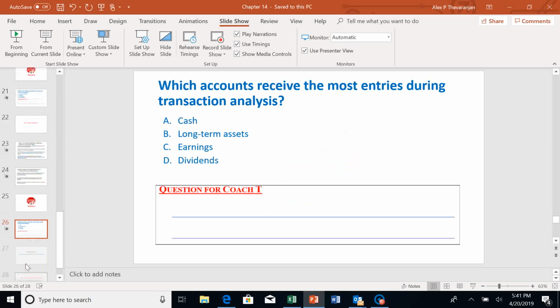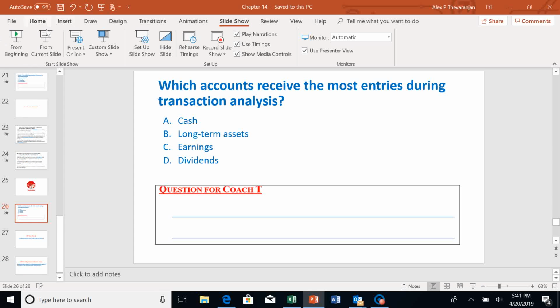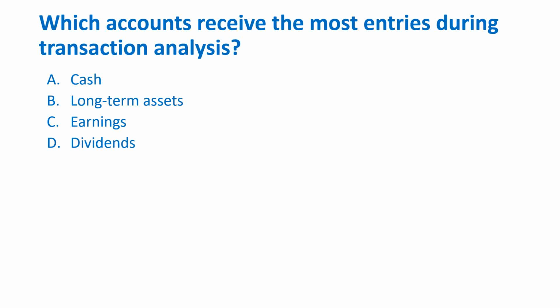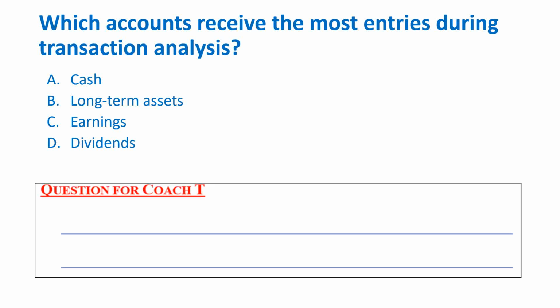Okay, so let's take the quiz. Which accounts receive the most entries during transaction analysis? Cash, long-term assets, earnings, dividends. The correct answer is cash, because there's cash flow from operations, financing, investments, and the second most is earnings. Okay. And that's why they require separate statements.